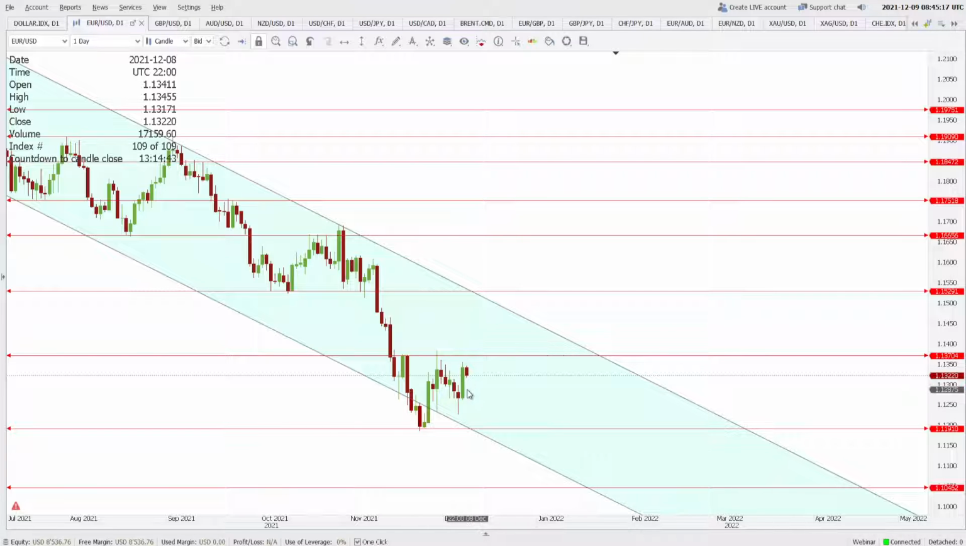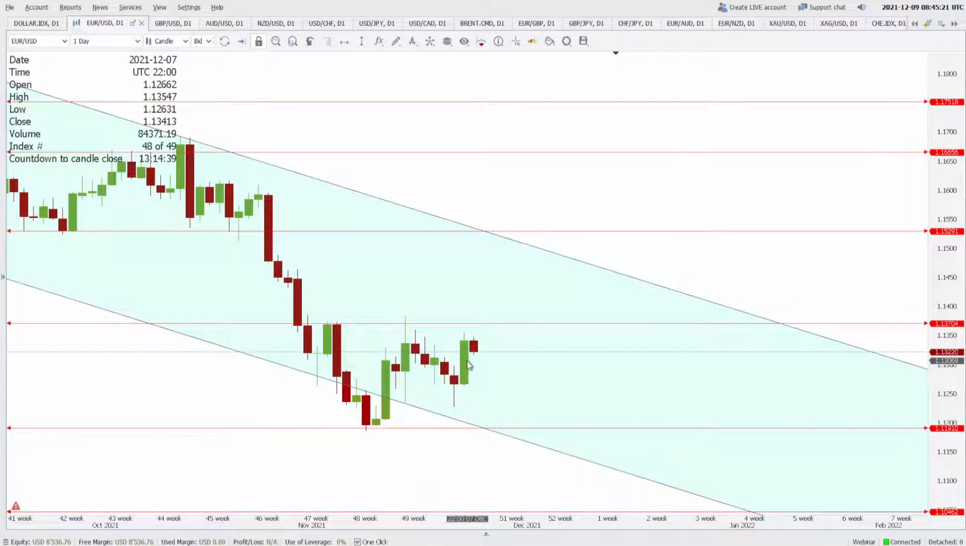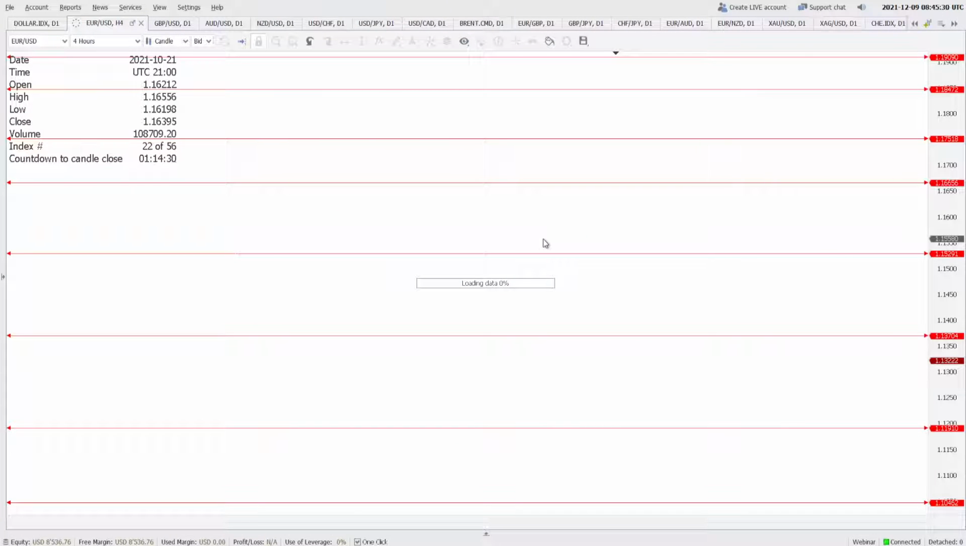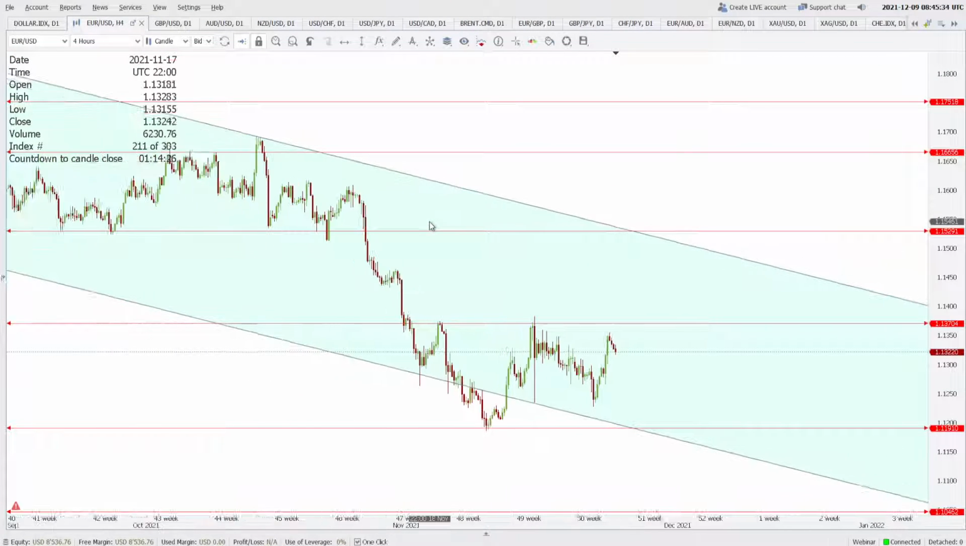1.1370. From today's or yesterday's price action, it seems like price is going to test 1.1370 in this market. But if you switch to the lower time frames like 4 hours or so, okay, let us see what is happening here.